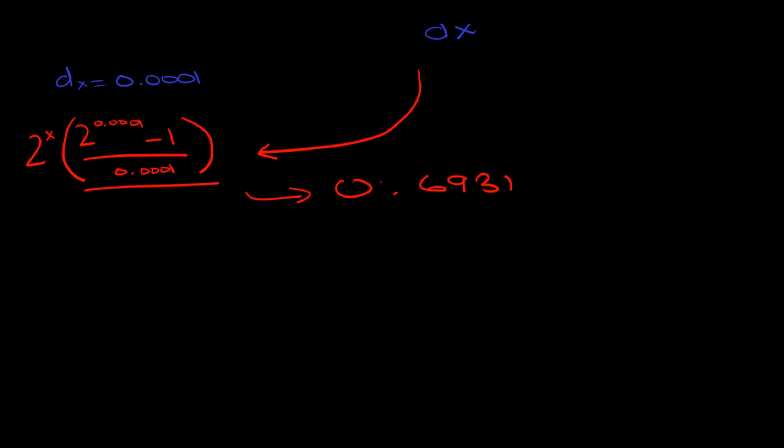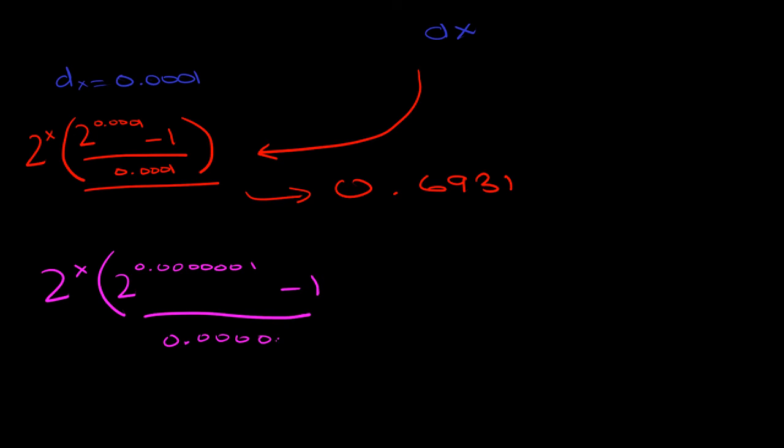Alright, let's plug in a smaller value. 2 to the power x times (2 to the power 0.000001 minus 1) over 0.000001. Well, this is also somewhere around 0.6931. Alright, so it's clear we have some sort of constant.